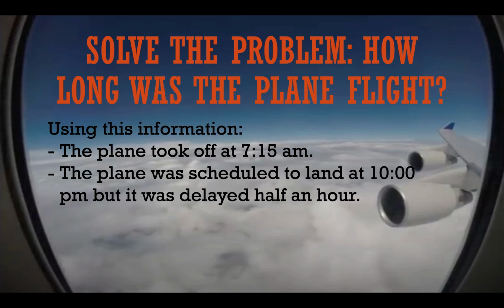So, in Act 2, they're going to be solving the problem. You're going to provide just enough information for them to answer the wonderings. And our wondering is, how long was the plane flight? So we've already provided this information. The plane took off at 7:15 a.m. and the plane was scheduled to land at 10 p.m., but it was delayed half an hour. So using this information, during Act 2, the students in groups are going to attempt to solve how long the plane flight was.